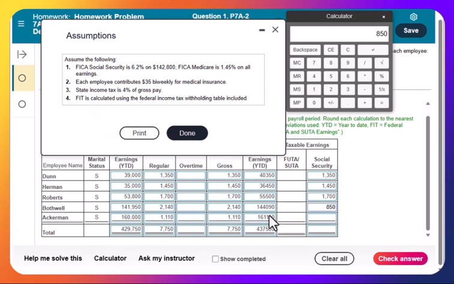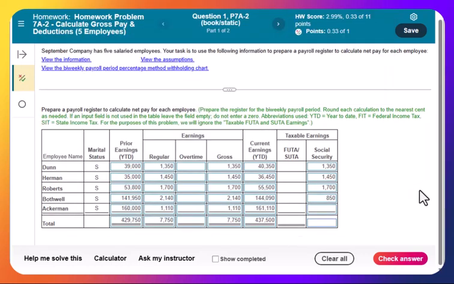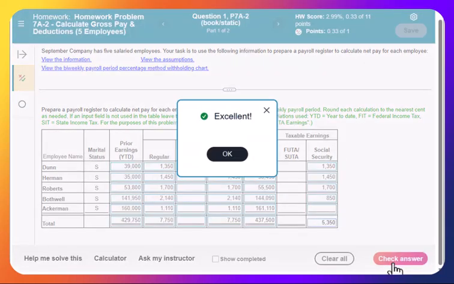And then for Ackerman, none of his wages are going to be deducted for the Social Security here. So note we did leave these overtime spaces blank and the Social Security here for Ackerman blank because again, it said do not enter 0 here. So leave the field empty. And then go ahead and add these through for a total of 5,350. And then let's go ahead and check our answer. Excellent.